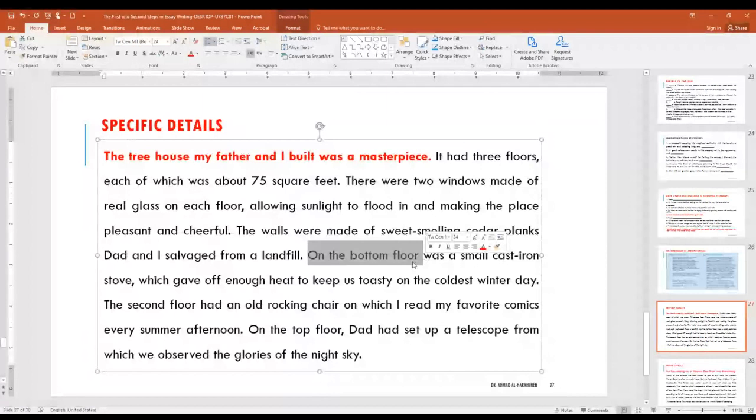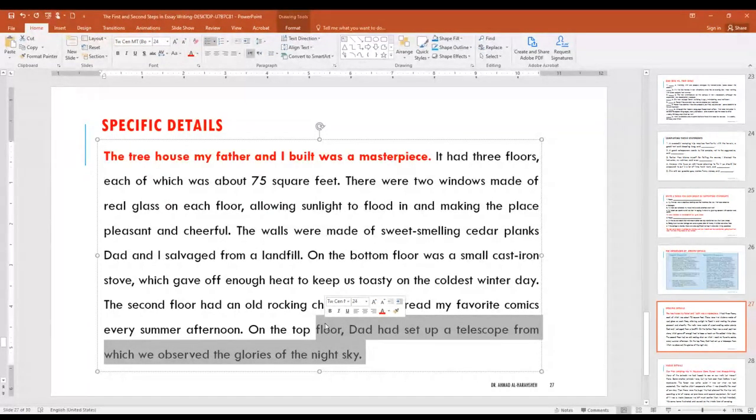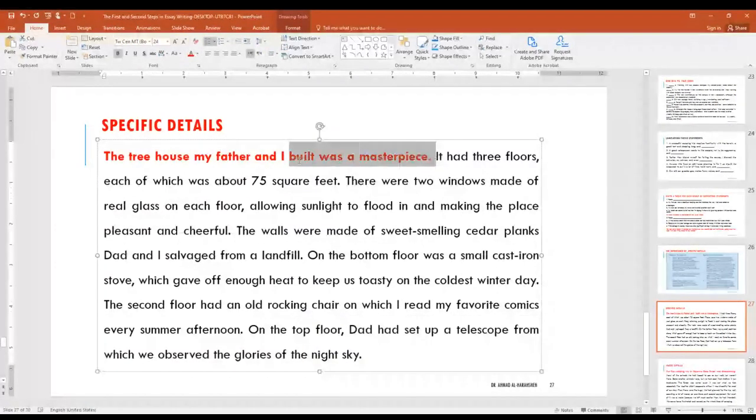On the bottom floor was a small cast iron stove, which gave off enough heat to keep us toasty on the coldest winter day. The second floor had an old rocking chair on which I read my favorite comics every summer afternoon. On the top floor, Dad had set up a telescope from which we observed the glories of the night sky. If we look at this paragraph here, we can see that all the details included are specific details, and they all support the topic sentence, how the tree house is a masterpiece. So this is an example of specific details.